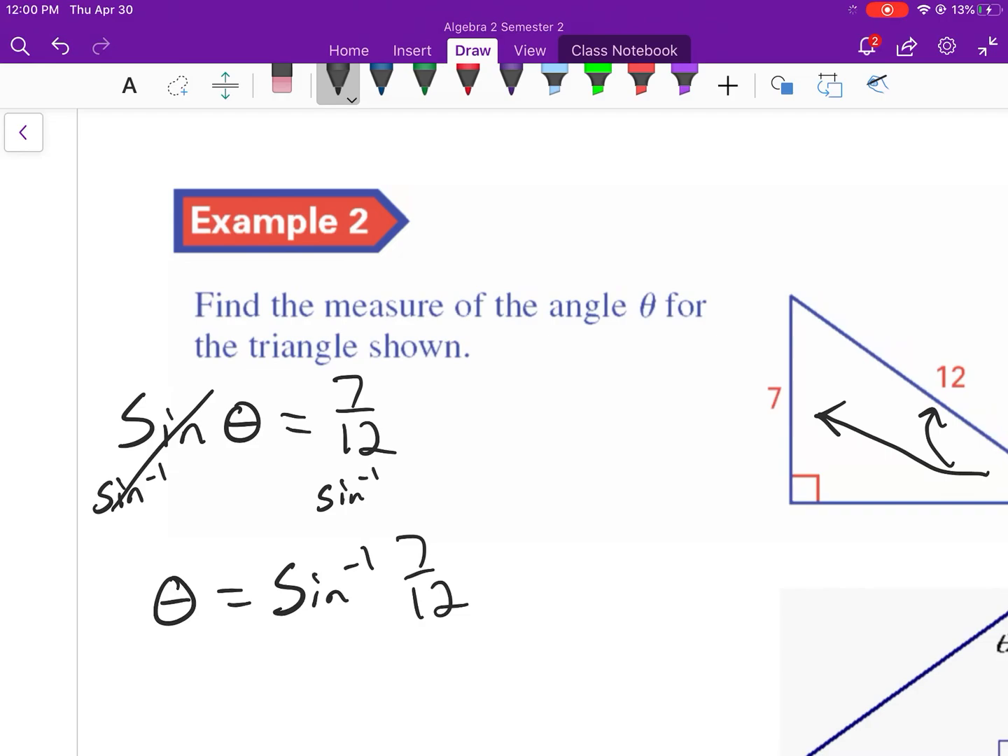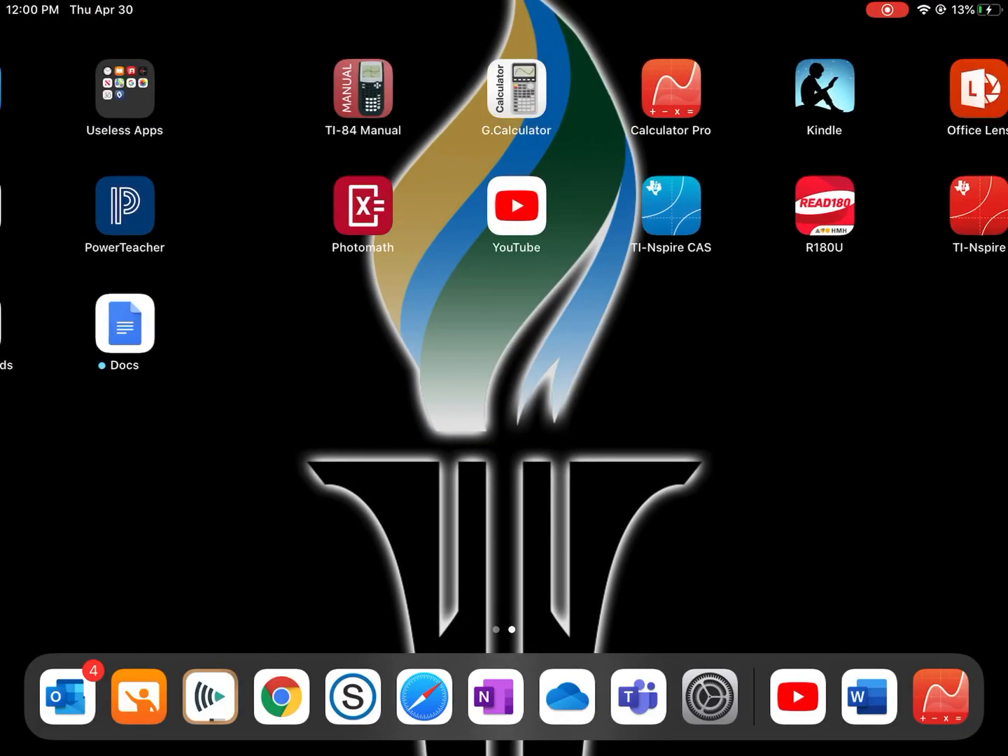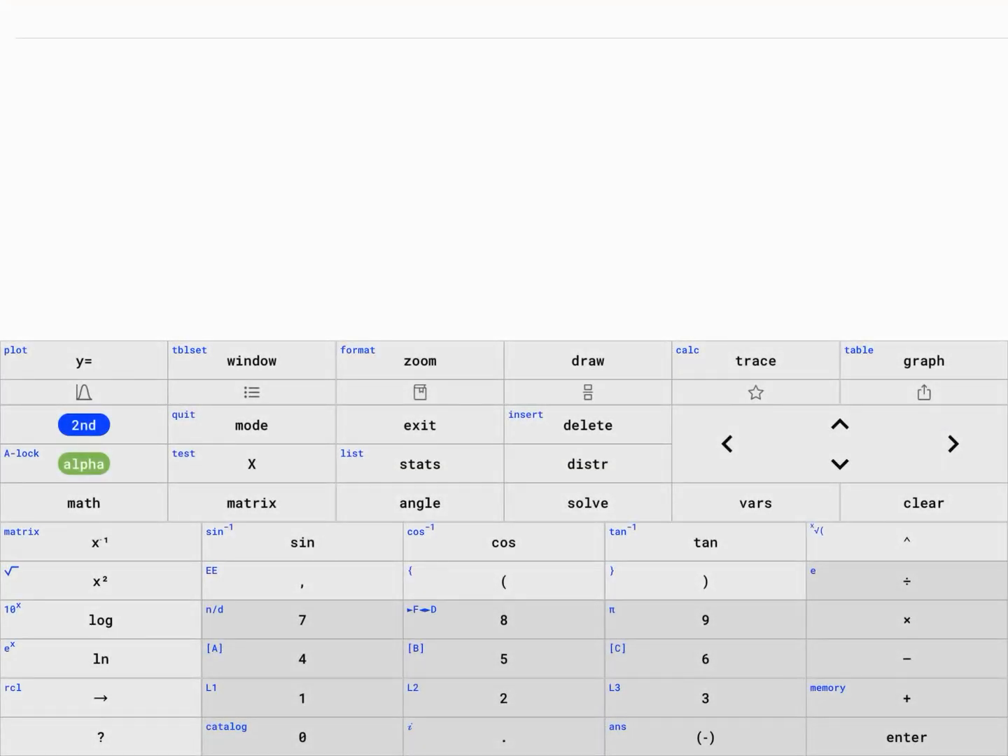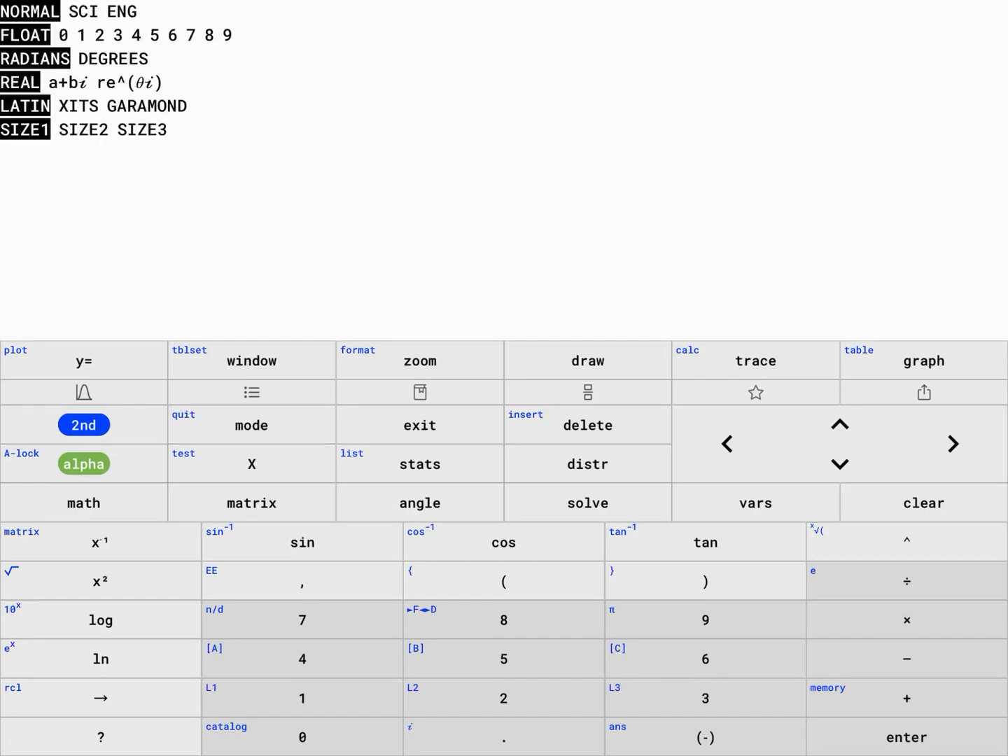Now in these cases, you will have a calculator. So I'll show you how to do that real quick. It's just going to be second and then your sine. That's your inverse, and it was inverse sine of 7/12. So 7 divided by 12. Hit enter, and we get 0.6. Now again, we should be getting an angle in terms of degrees. So the other thing we need to make sure is we are in terms of degrees.